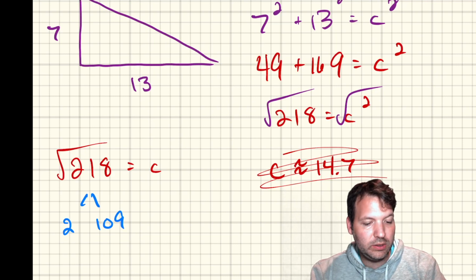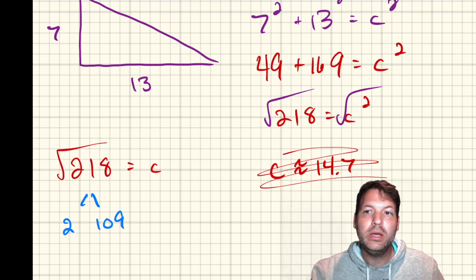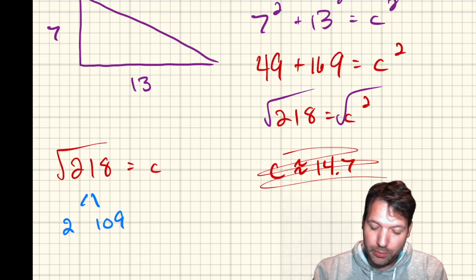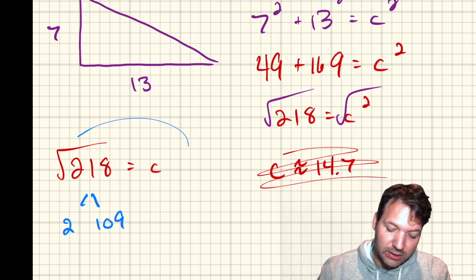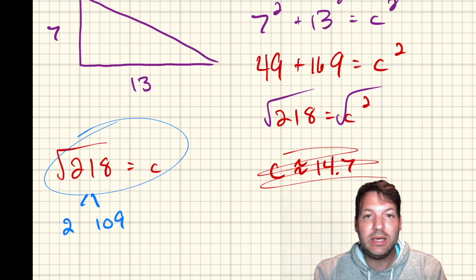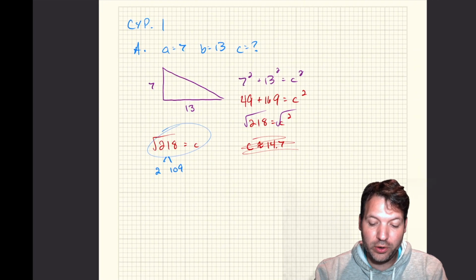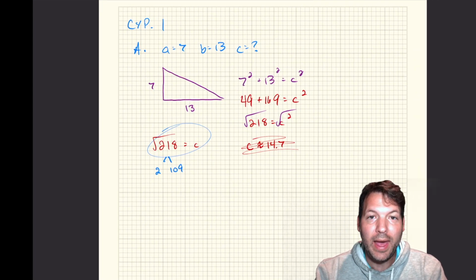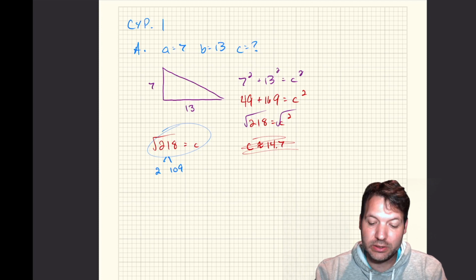But if I'm not mistaken, 109 is a prime number. Let's see, does 13 divide 109? No. And does 11? No. So 109 is definitely a prime number. So in fact, this does not simplify, and root 218 is just root 218. That would be my preferred answer for Check Your Progress 1A. Don't approximate it and tell me, oh, well, it's about 14.7. It's fine just to tell me it's root 218. If I want you to approximate it, I will say so.